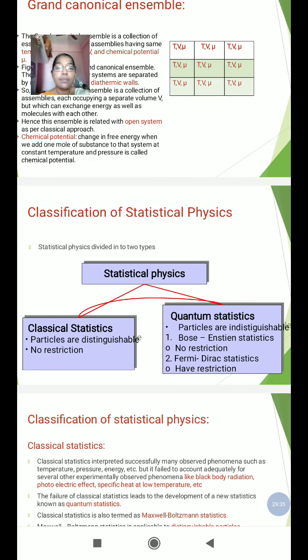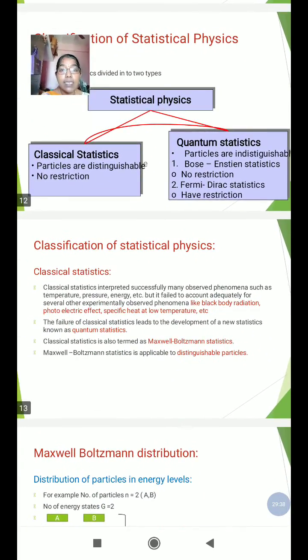Let's see here. First one is classical statistics. Classical statistics successfully explained macroscopic phenomena such as temperature, pressure, energy, etc. It gives clear information about the temperature of the system, the pressure of the system, and the energy of the system. All these macroscopic phenomena are explained successfully by classical statistics.